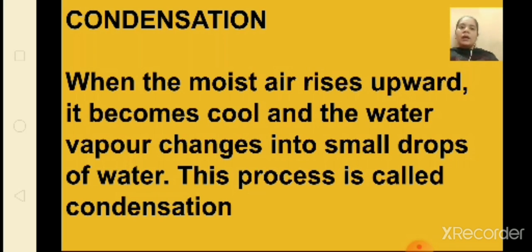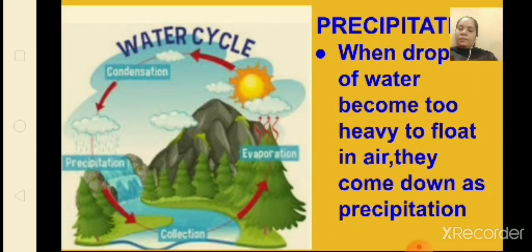Okay. Now, what are clouds? Clouds are the masses of these heavy droplets. So, when these droplets of water become too heavy to float in the air, they come down in the form of precipitation, right? Now, precipitation that comes down in the form of water on the earth and which is in liquid form, we call it as rain.